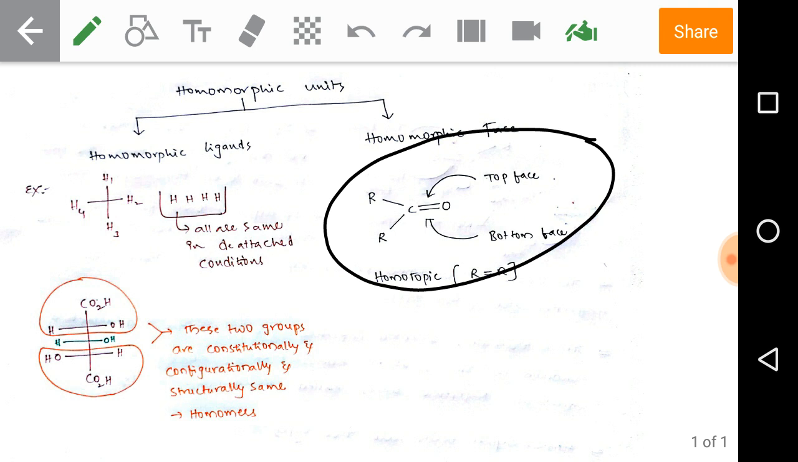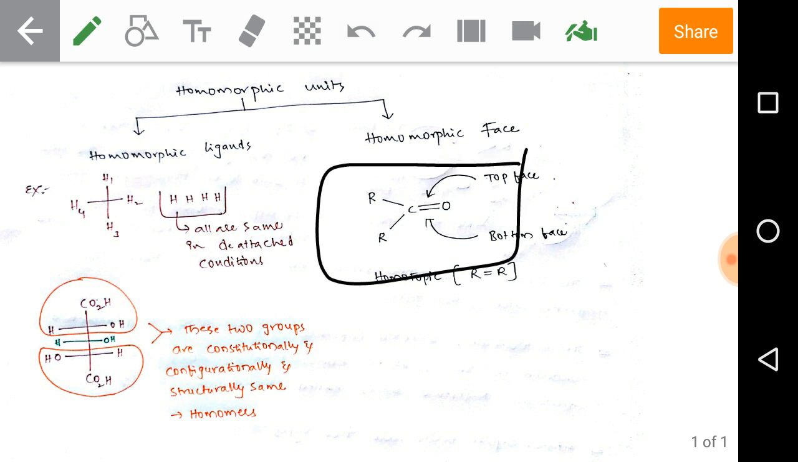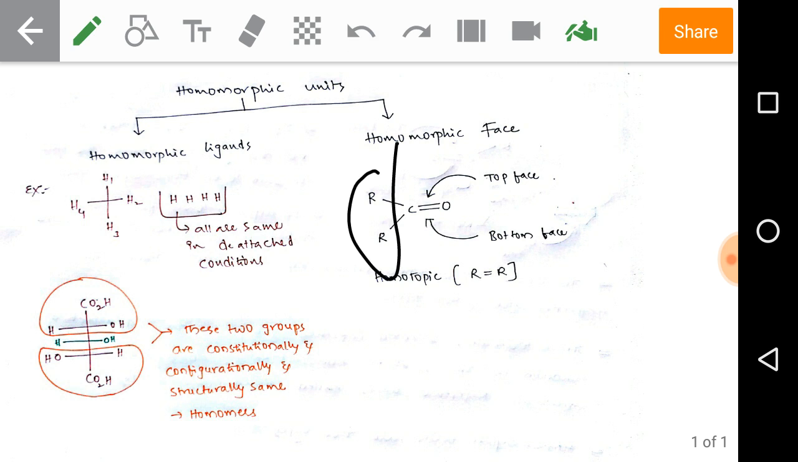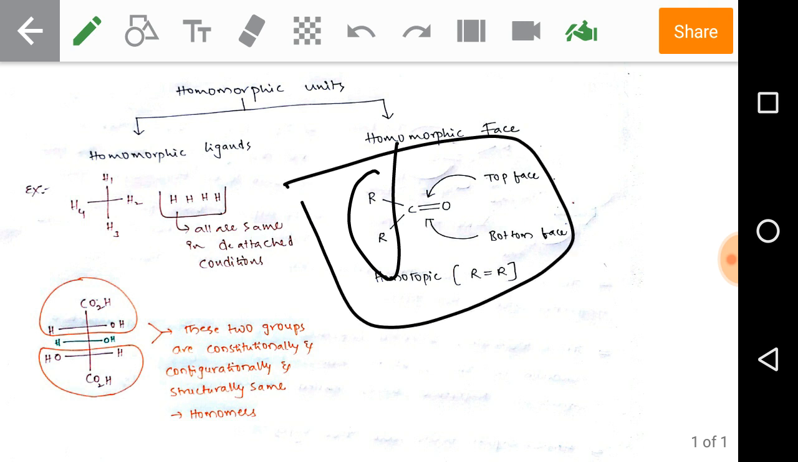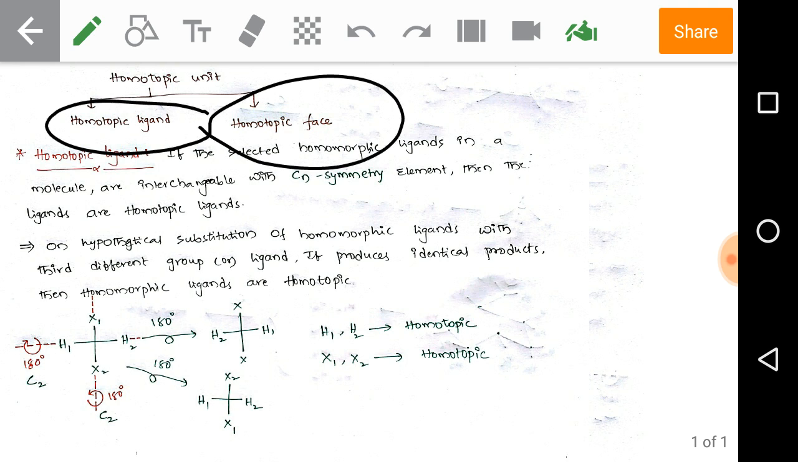Right. Now check homomorphic phase here. Carbonyl molecule: this is the top phase and this is the bottom phase. As we said, on the carbonyl molecule, if the ligands are the same, here if R equals R, then the relationship of the phases on this molecule are homomorphic phases. Right. Now check homotopic unit. As in the part of homomorphic units, now we are discussing homotopic units. Homotopic units are again classified into 2 categories: homotopic ligand and homotopic phase.